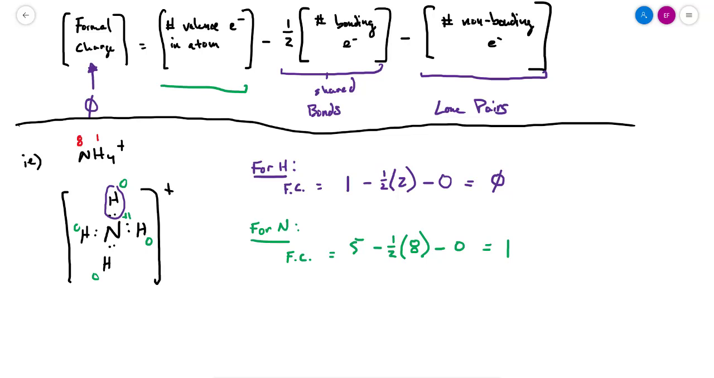But one takeaway here is that the sum of all the formal charges on a particular molecule will always add up to whatever the charge of that molecule is. In this case, if you add these up, we get 1, which is the same as the charge on that polyatomic ion. If you have a neutral molecule, then all of your formal charges should add up to 0. If they don't, then you might have made a mistake somewhere in your accounting.